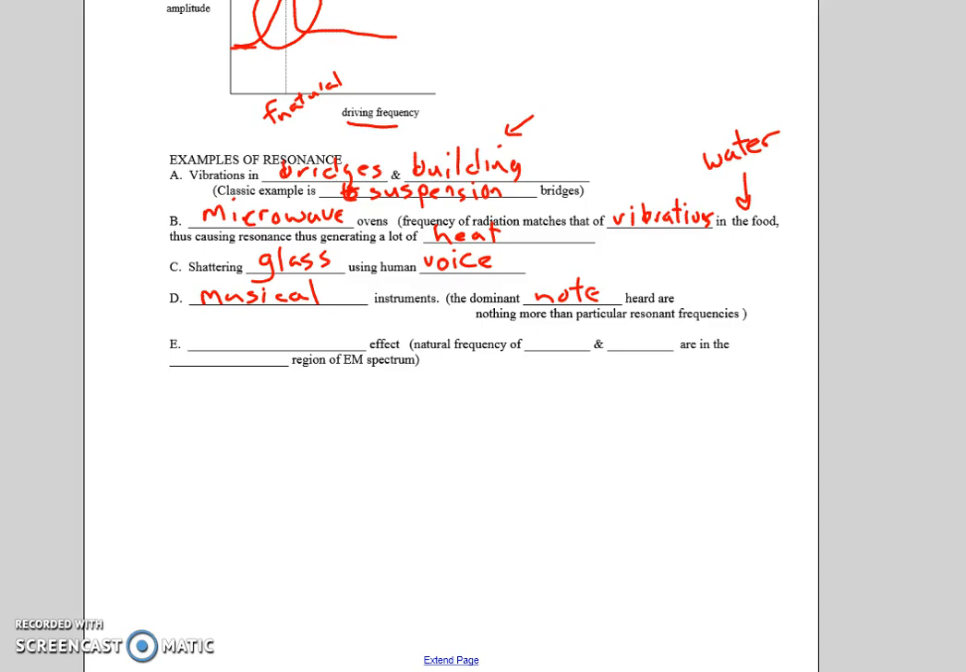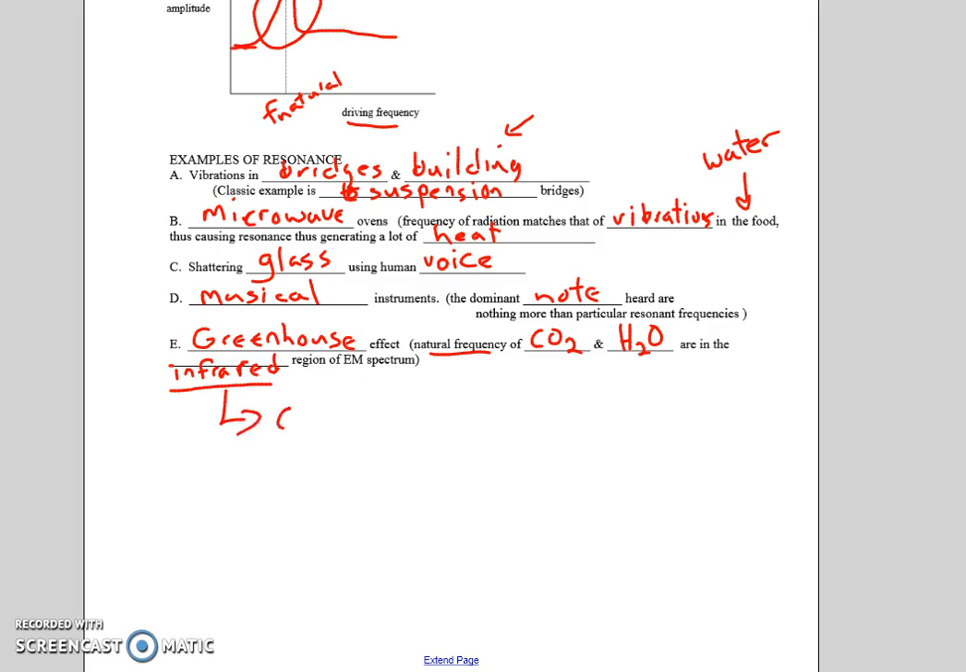And the last thing we want to know in the environment, that's a big one these days, is called the greenhouse effect. Okay, the greenhouse effect, which is associated with global warming. And the idea is the natural frequency of certain molecules in the atmosphere, namely carbon dioxide and water vapor, happen to overlap the infrared region of the electromagnetic spectrum. And you might wonder, what's the big deal with that?